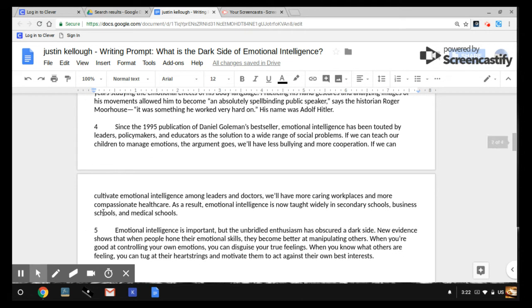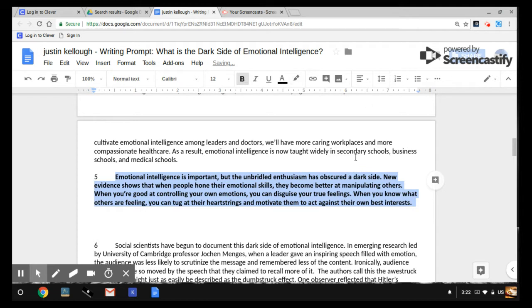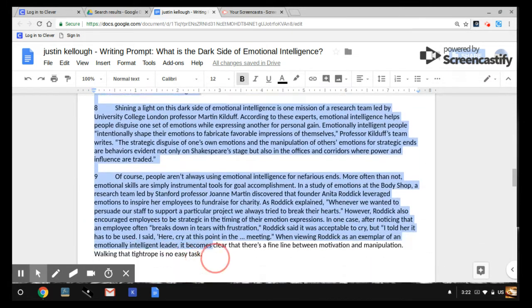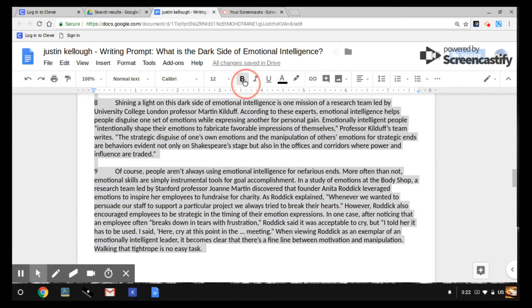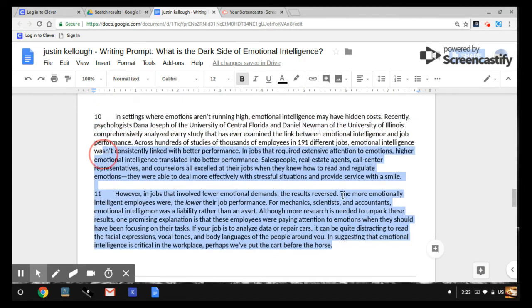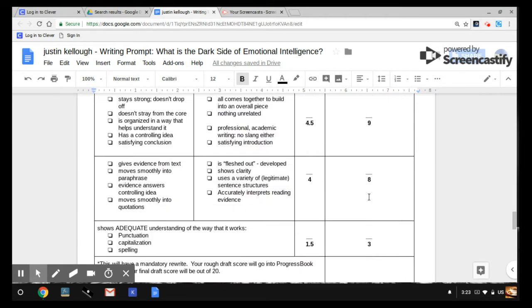Paragraph 5 has the main idea, the overall idea. So I suggest everyone start with being able to answer that question with the evidence in paragraph 5. What is the biggest harm? 6, 7, 8, and 9, as well as paragraphs 10 and 11, are the only other places to look for those quotes that will tell you something negative about emotional intelligence.